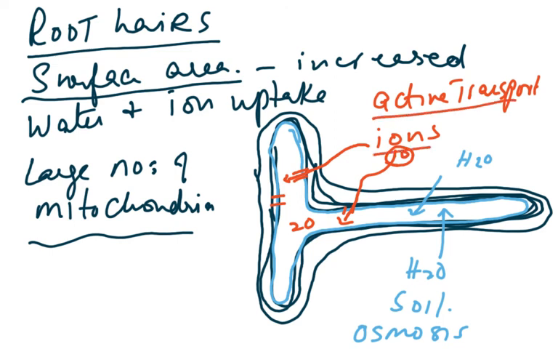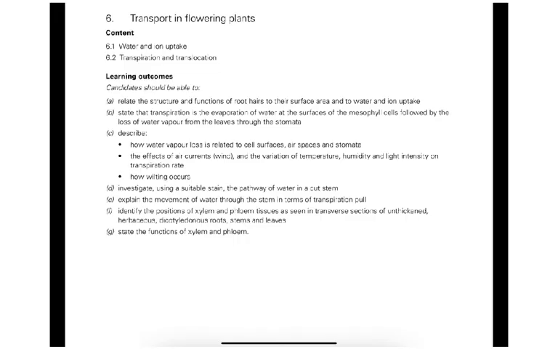So please understand the structure of a root hair. Number one, it's a large surface area because of this extension. And then for water and ion uptake, there will be proper protein channels in the cell membrane, which would help in the active transport. Now, the last, as it is, I've completed the chapter. A quick recap.